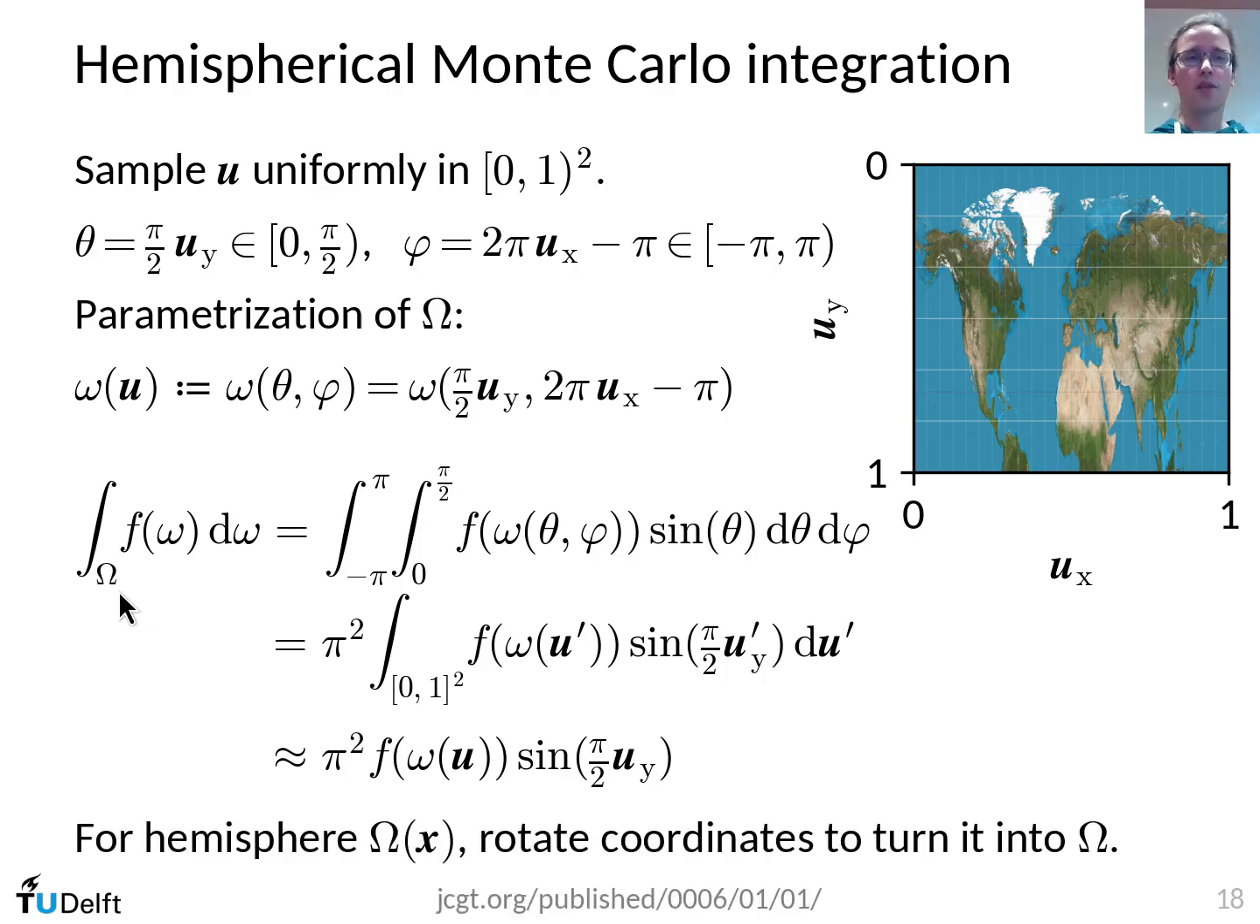Of course, this is only for the hemisphere with positive z coordinates. If we want it for an arbitrary hemisphere centered on some surface normal vector at point x, then we have to rotate our coordinate system to map this hemisphere onto this standard hemisphere. And to construct such a rotation matrix, you can use code that is available in this paper linked down here.